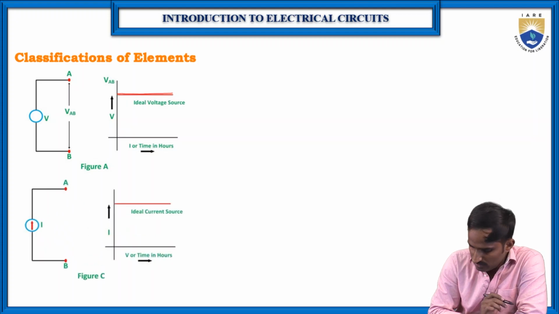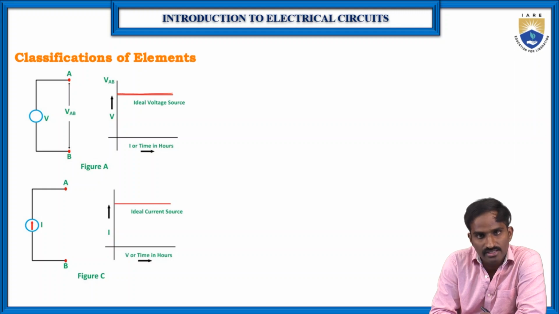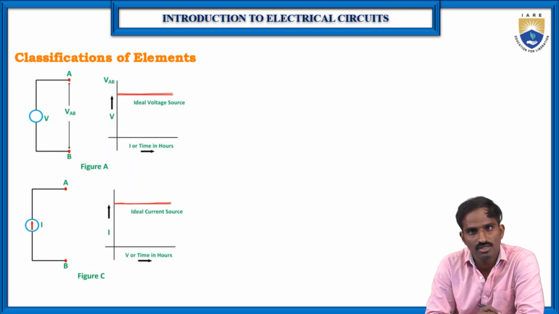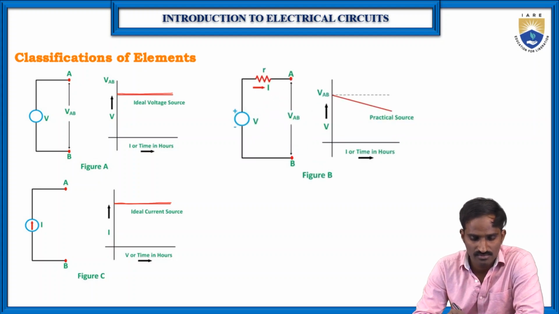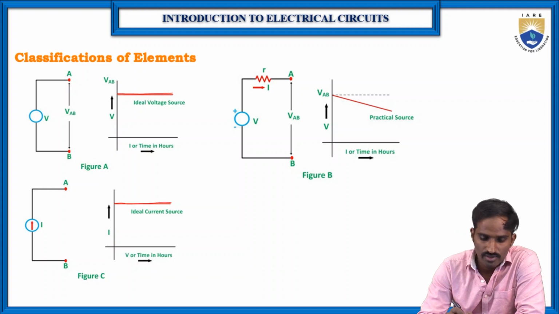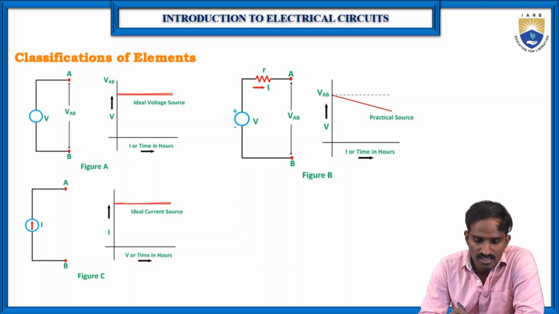Okay, and then coming to the current source, there is no internal resistance connected across this current source. So the current flowing through this element IAB is also always constant with respect to time. But in the practical voltage source, the internal resistance is connected in series with the voltage source.